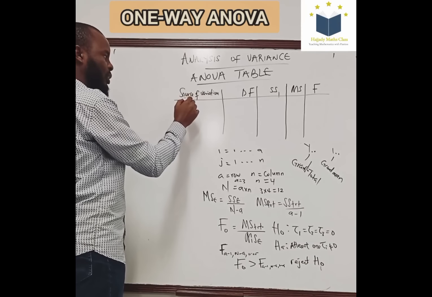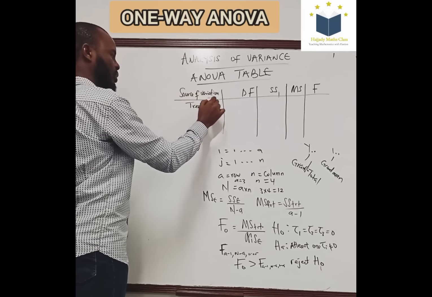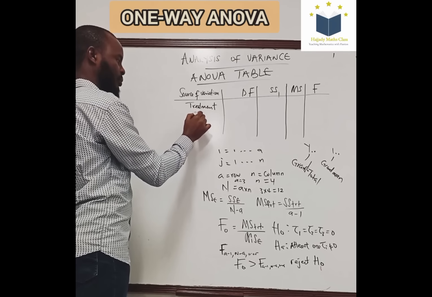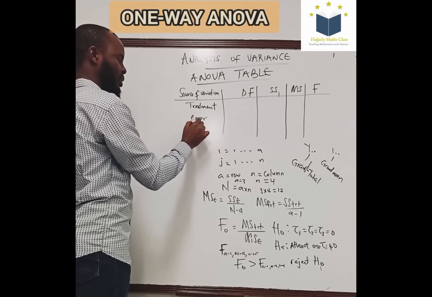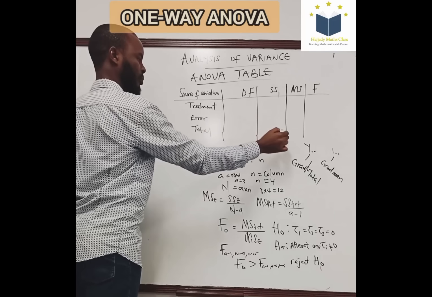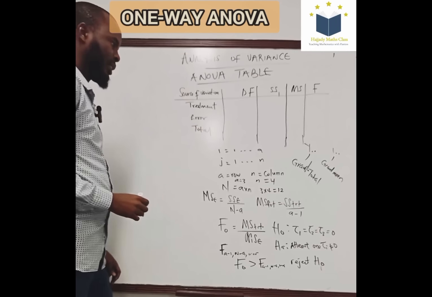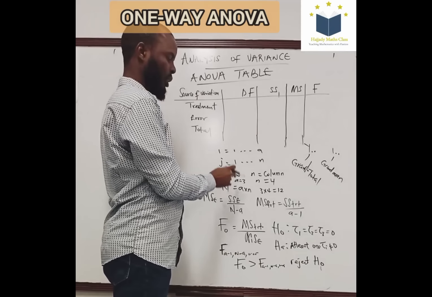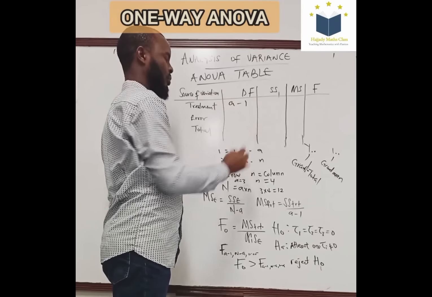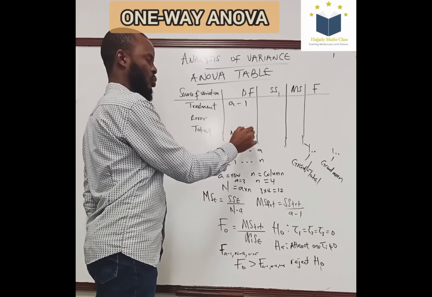For the source of variation, we have the treatment, we have the error, and we have the total. For the treatment, the degree of freedom, don't forget, is A minus 1. For the total, we have N minus 1.